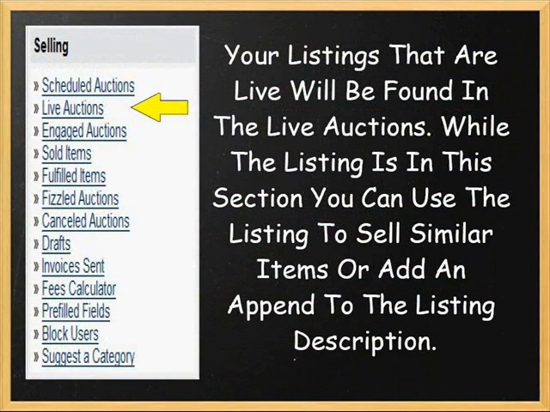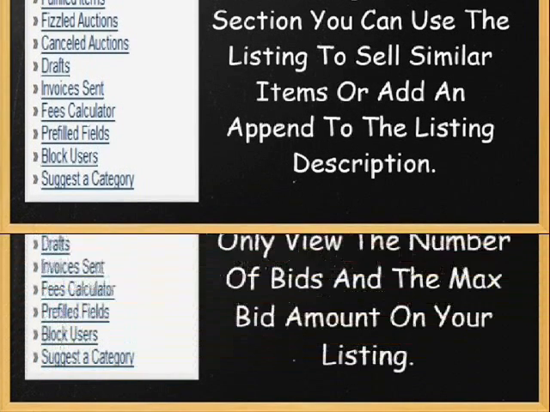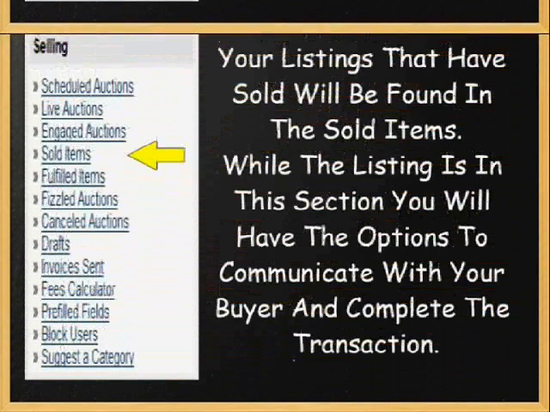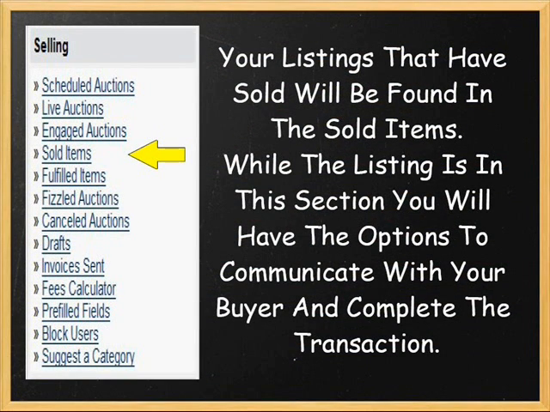Your listings that are live will be found in the live auctions. While the listing is in this section, you can use the listing to sell similar items or add an append to the listing description. Your listings that have a bid will be found in the engaged auctions. While the listing is in this section, you can only view the number of bids and the max bid amount on your listing.